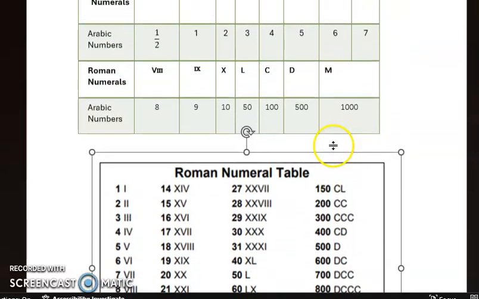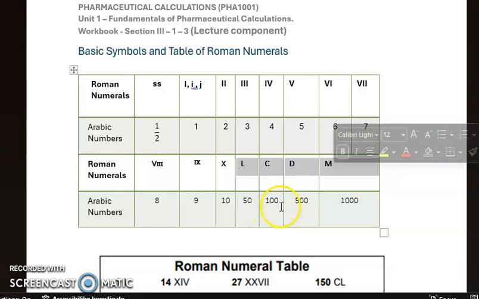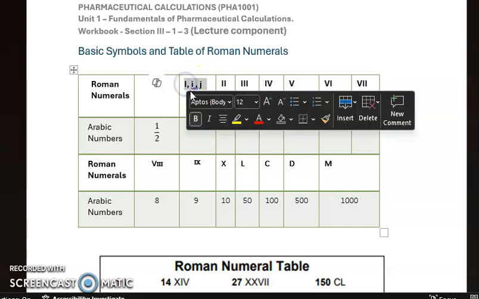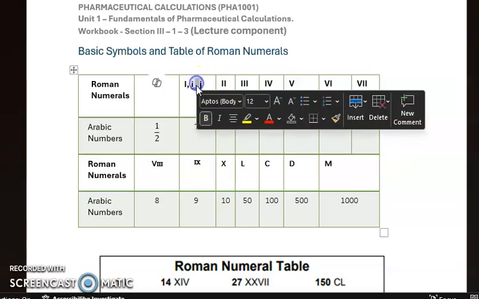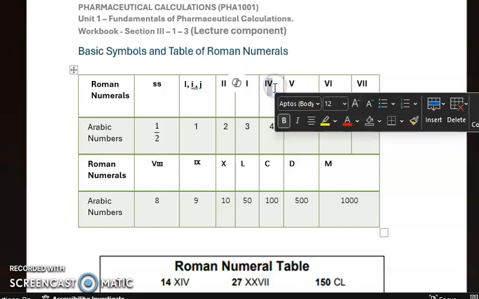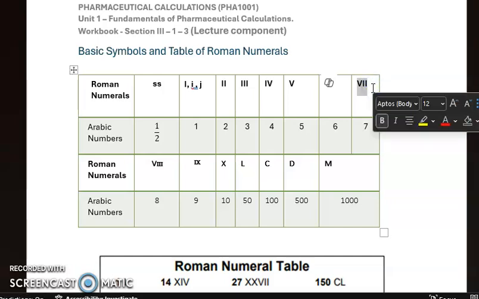So to conclude, these are the basic symbols that you should appreciate. L, C, D, M means 50, 100, 500, and 1,000. SS means a half, and the small i or capital I and a terminating j are all used to show 1. Okay? The smaller number appearing before the bigger means you subtract, and whenever the smaller number appears after the larger number, it means you are adding.